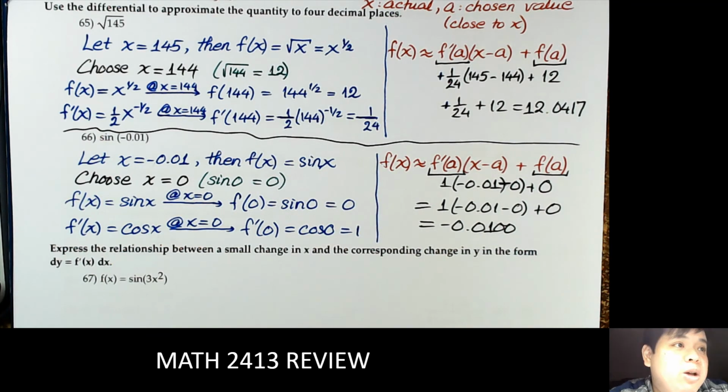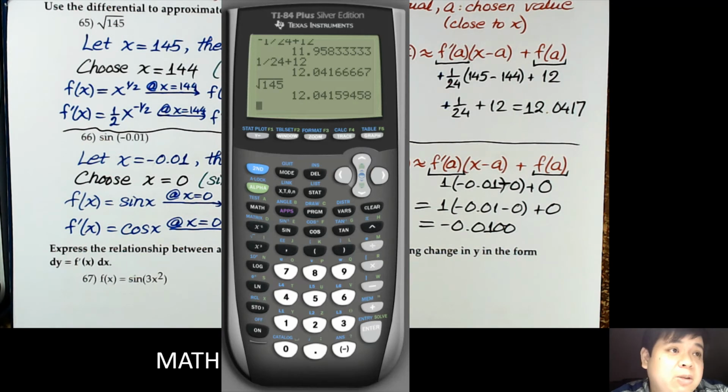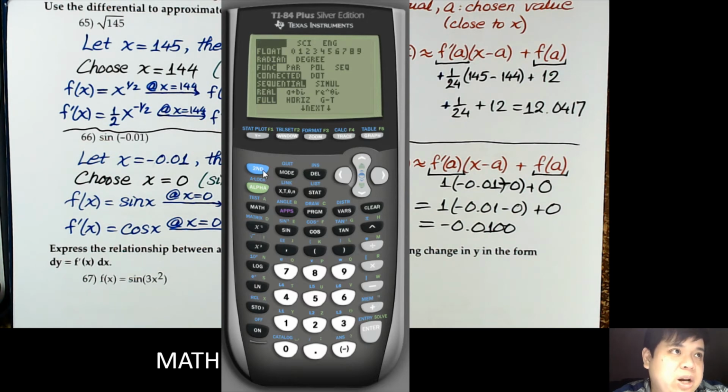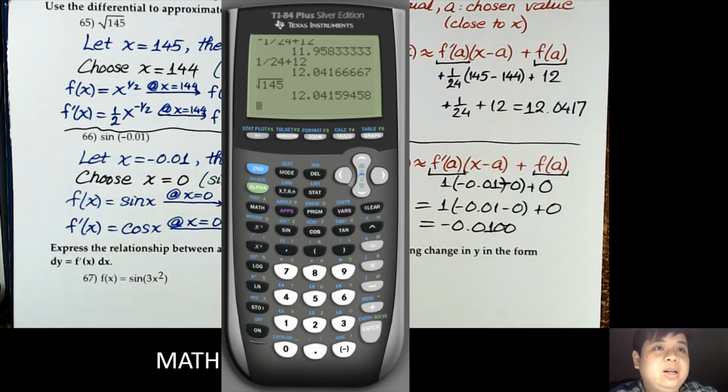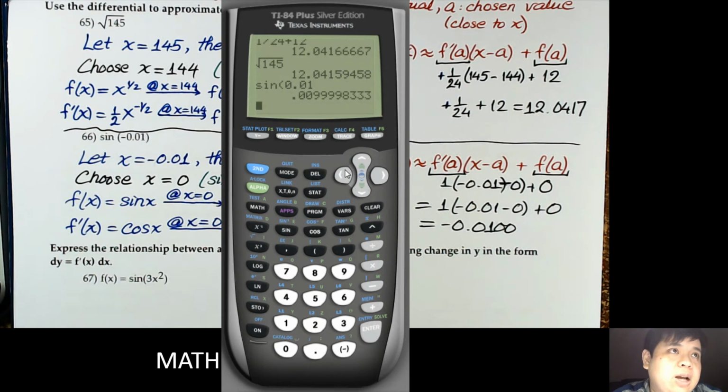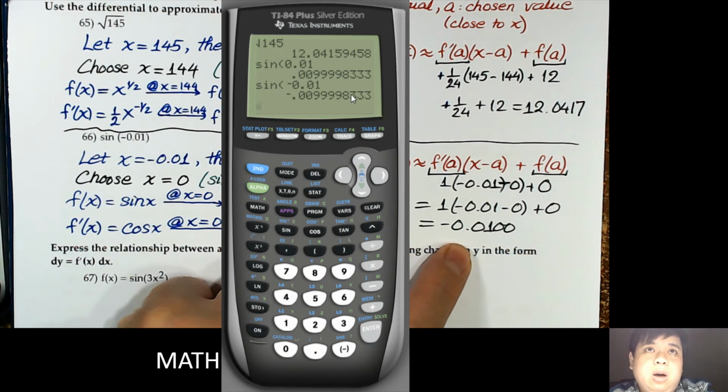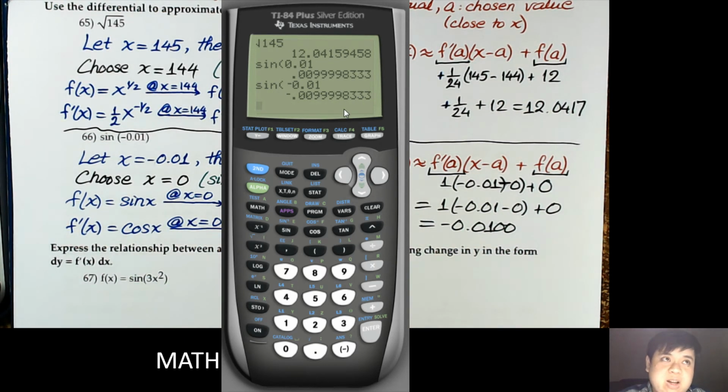There, 4 decimal places. If we actually were trying to find the value of sine of negative 0.01, make sure it is in radian mode, because there are no degrees here. Sine of negative 0.01, and that's what we have. Of course, that value is extremely close to the approximation value that we have, the exact value that we need, which is good. So that's all.